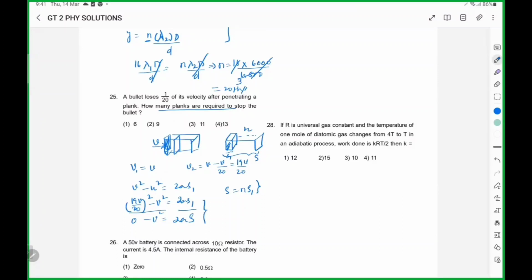Dividing one with the other, 361 by 400, v square gets cancelled. S1 by S here is minus 39 by 400, and on the other side it also becomes minus, which is S1 by S. S will be 400 S1 by 39. 400 by 39 is 10 point something. So 11 planks are required to stop the bullet.